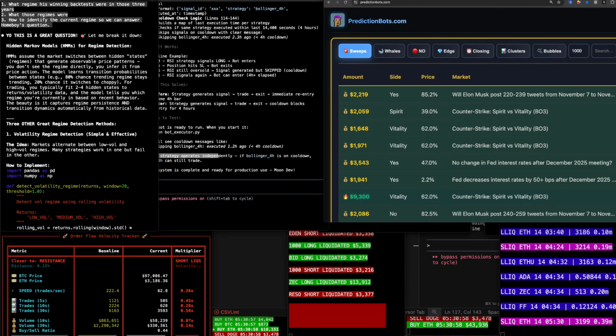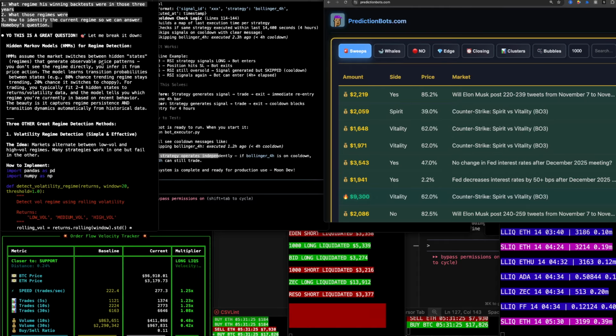So let's figure out what the regimes were in the past and what the regimes are now. My first instinct is to look at hidden Markov models, because that's what Jim Simons did, and I'm just following the GOAT. So I asked AI here to dive a little bit deeper into HMMs and then give me a couple other ideas. So let's just go over it and see what we can come up with. Hidden Markov models for regime detection.